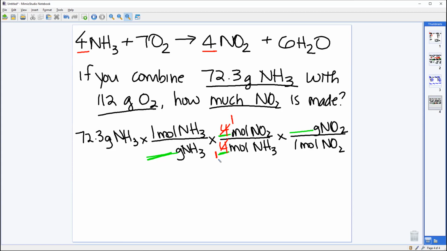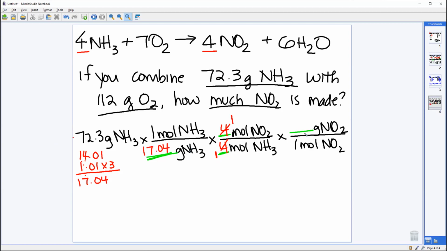Okay. So now I need to get my molar mass for ammonia, NH3, and my molar mass for NO2. So I'm going to go to the periodic table and get that. Now, I know that my molar mass of nitrogen is 14.01, and hydrogen is 1.01, and I have 3 of those. So when I add that up, I'm going to get 17.04. So that's going to go right here.